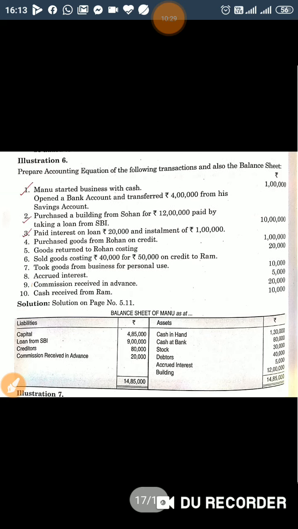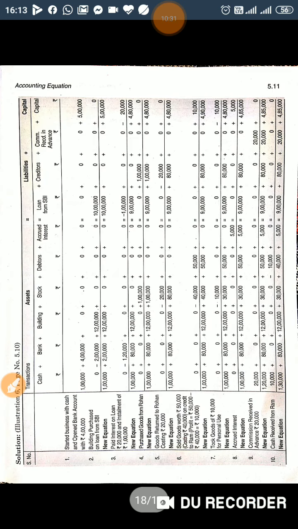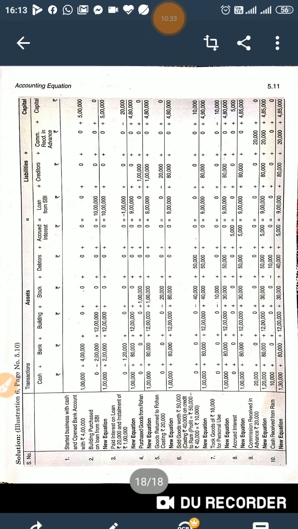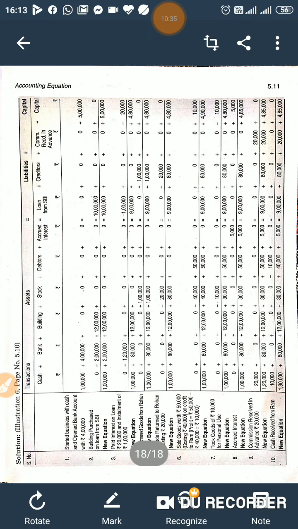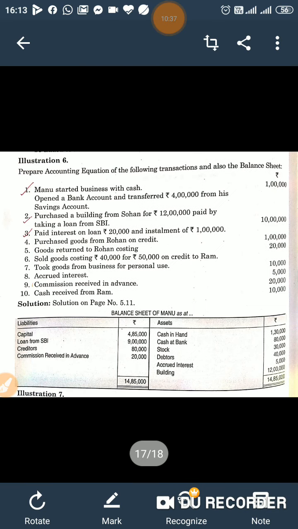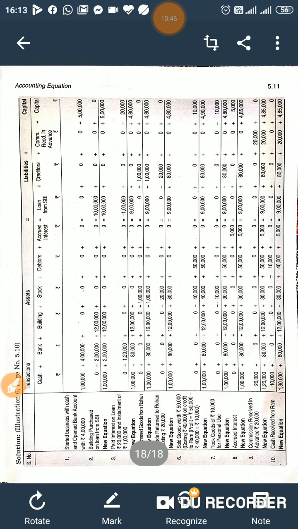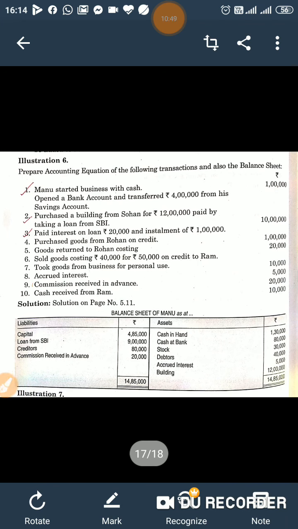And this is the balance sheet based on these. This is the final equation. Cash is 1,30,000, so it is mentioned here, cash in hand 1,30,000. Now cash at bank 80,000. It is mentioned here, cash at bank 80,000.